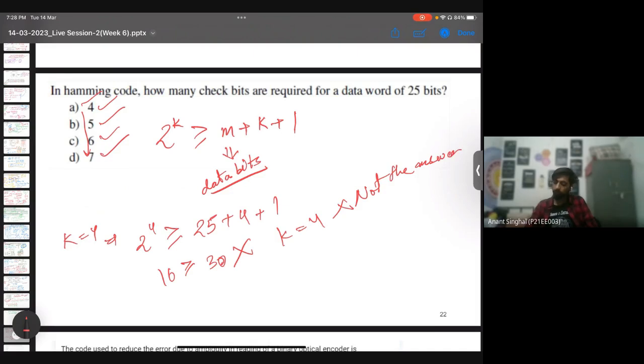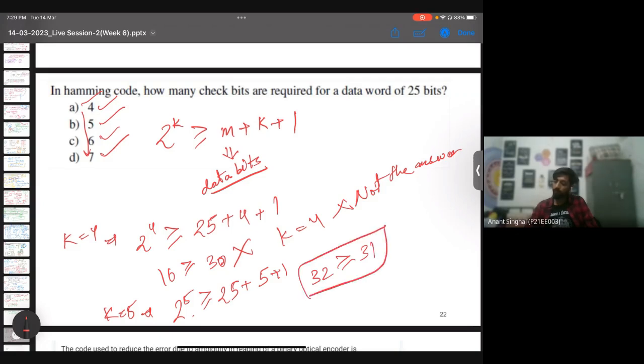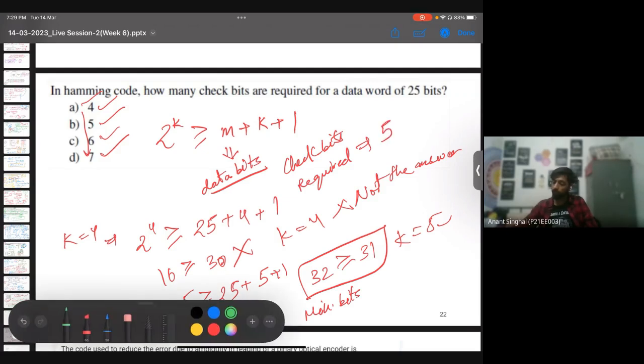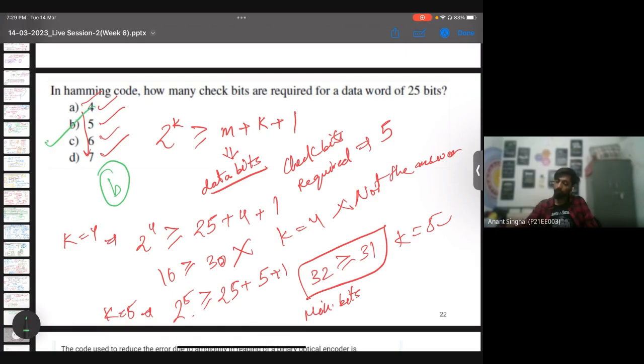Similarly, you can check for k = 5 also. 2 to the power 5 is 32, and 25 + 5 + 1 is 31. So 32 is greater than or equal to 31. Yes, this is satisfying. So the minimum bit count is always the answer. The check bits required for the given 25-bit data word are nothing but 5. So the correct answer to this question is option B, which is 5.